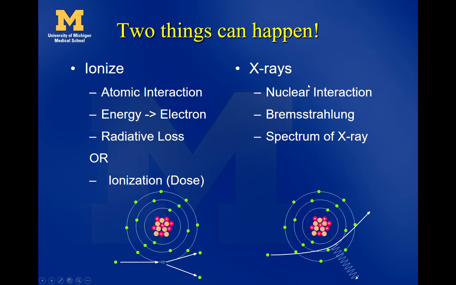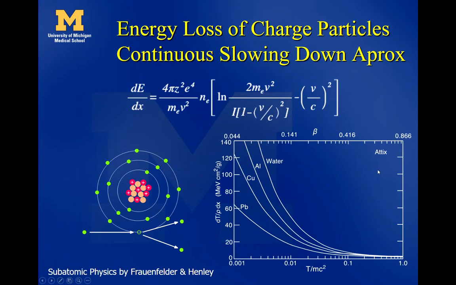The other thing that can happen is that they can make X-rays. They undergo nuclear interactions and produce some bremsstrahlung, which is braking energy. When this electron curves around the nucleus, it's accelerating, slingshotting off of that nucleus, and that slingshot creates an X-ray. For the most part in this lecture, we're talking about ionization and what electron beams do.